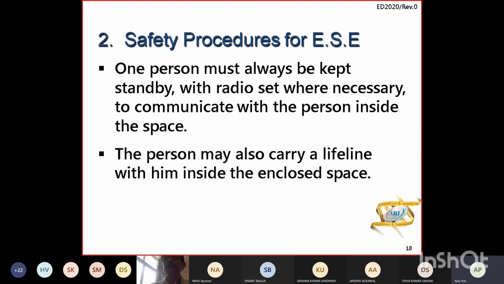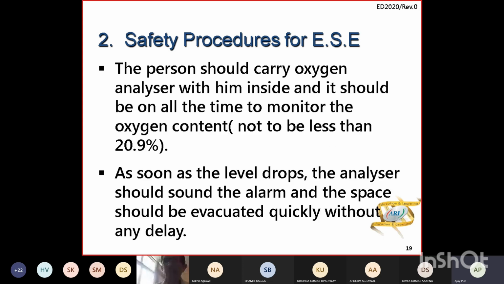One person must always be kept standby with a radio set wherever necessary to communicate with the person inside. And the person may also carry a lifeline with him inside the enclosed space. The person should carry an O2 analyzer with him inside so that your oxygen can be monitored, which should be not less than 20.9% at any time. As soon as the level of the oxygen drops, the analyzer should sound an alarm and the space should be evacuated quickly.